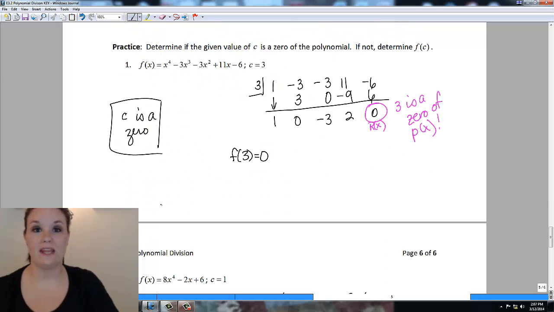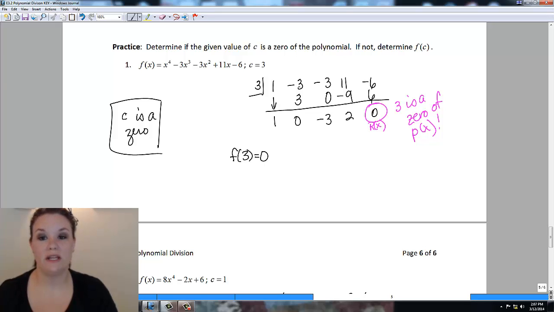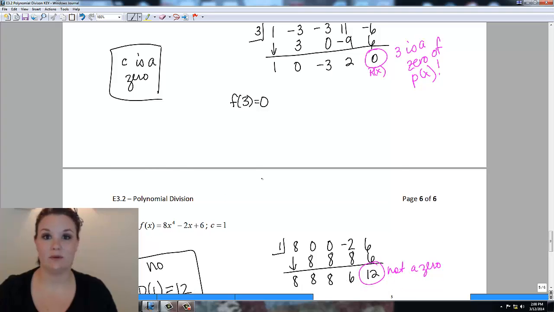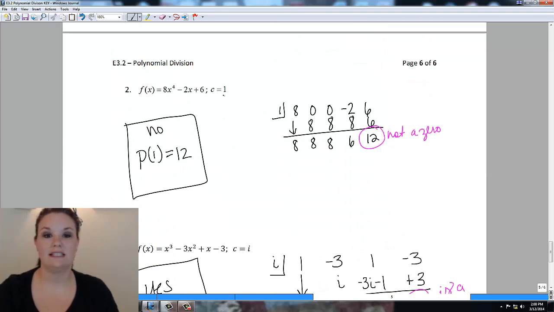Okay, so on this first one, we put 3 in our box, write out our coefficients, we're not missing any, and when we complete our synthetic division, we get a 0, which means our remainder is 0, which means the value of c, which is 3, is a 0 of this function. F of 3 equals 0, therefore 3 is a 0 of f. On the second one, same idea. I put 1 in my box. I write out my coefficients. Notice we're missing an x cubed and an x squared. So make sure you put those zeros in.